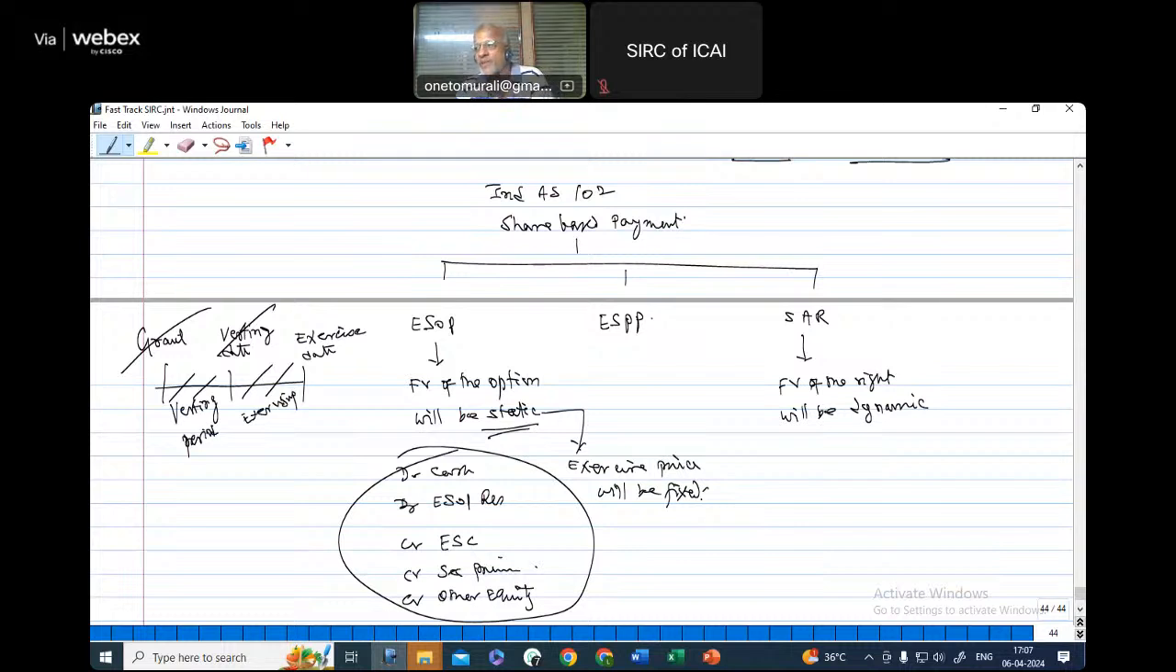So, since the exercise price is fixed, the fair value of the option will also be fixed. Now, let me just compare this with SAR. In an employee stock option, for it to be successful, the person has to contribute money.